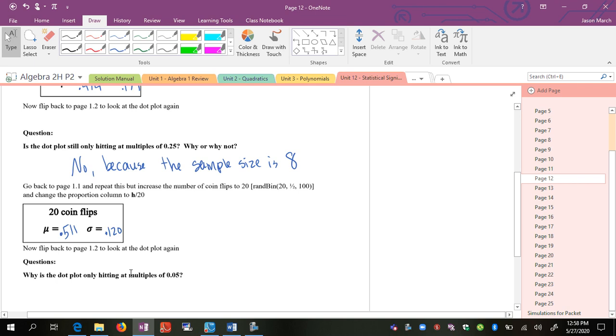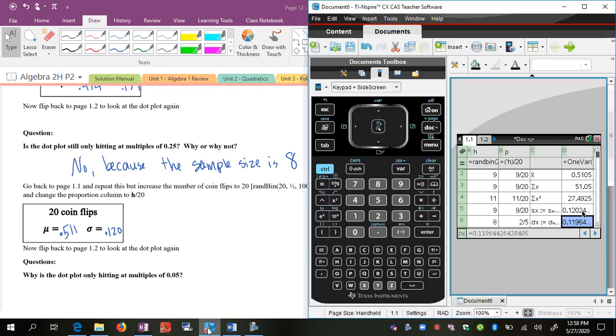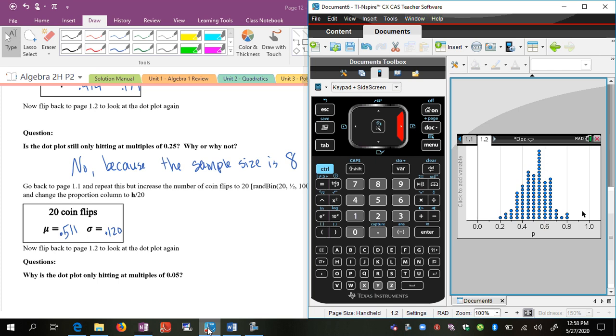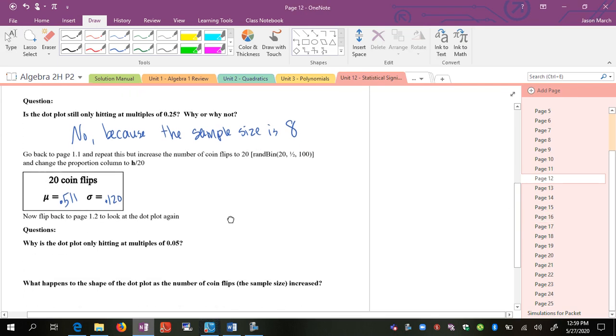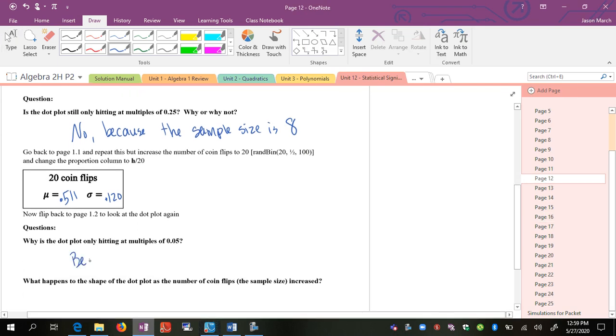So this one says, why is the dot plot only hitting at multiples of 0.05? If I go back to the dot plot now, you can see that we have 0.2, 0.25, 0.3, 0.35, 0.4, 0.45, 0.5. And that's because the sample size is now 20. So it's all fractions out of 20. And 1/20th is 0.05.